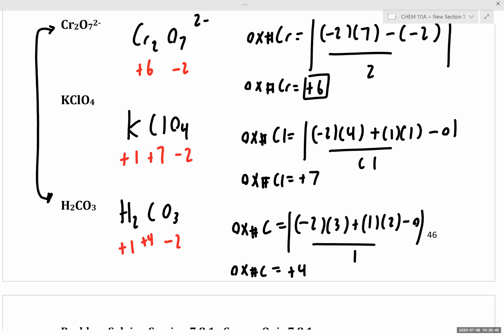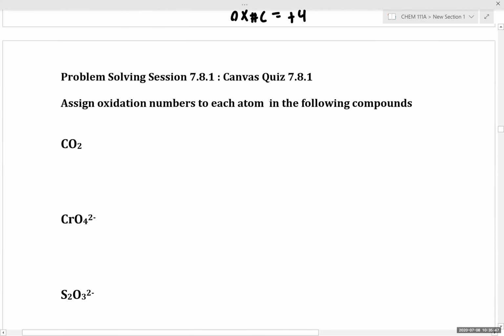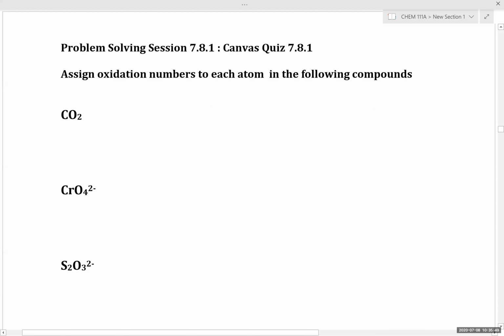If not, let's continue on. And let's do another set of oxidation number questions. We're asked to assign oxidation numbers to each atom in the following compounds.